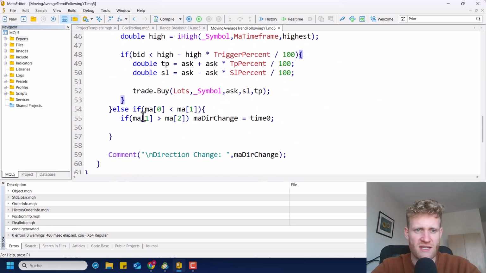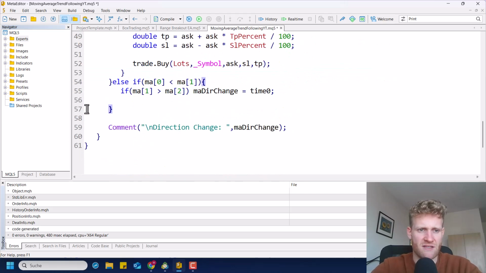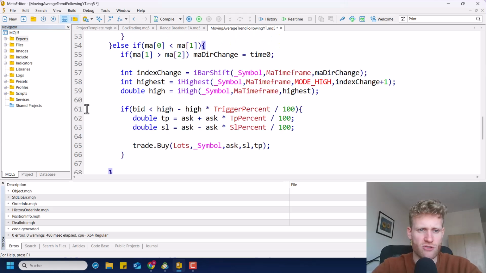Then let's pretty much just copy all of this and paste it here, so we can also open sell positions. Of course, we have to change some things.